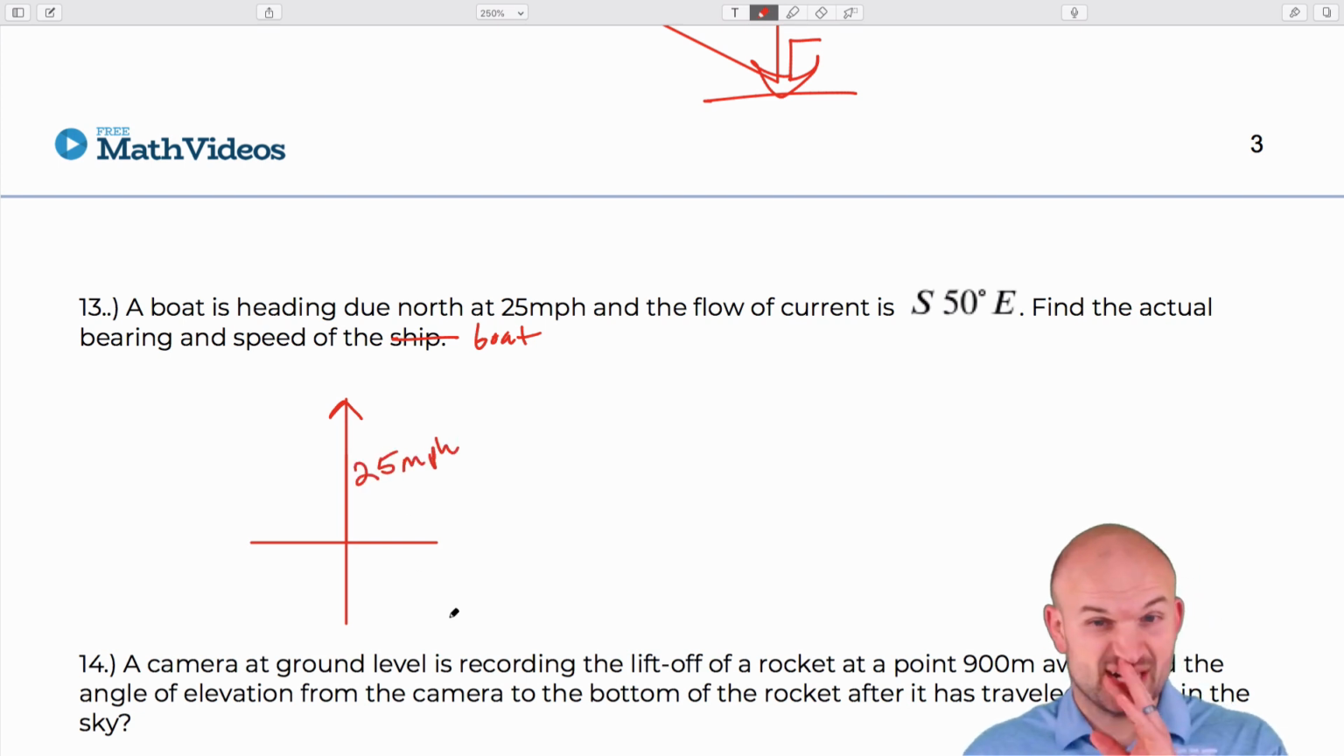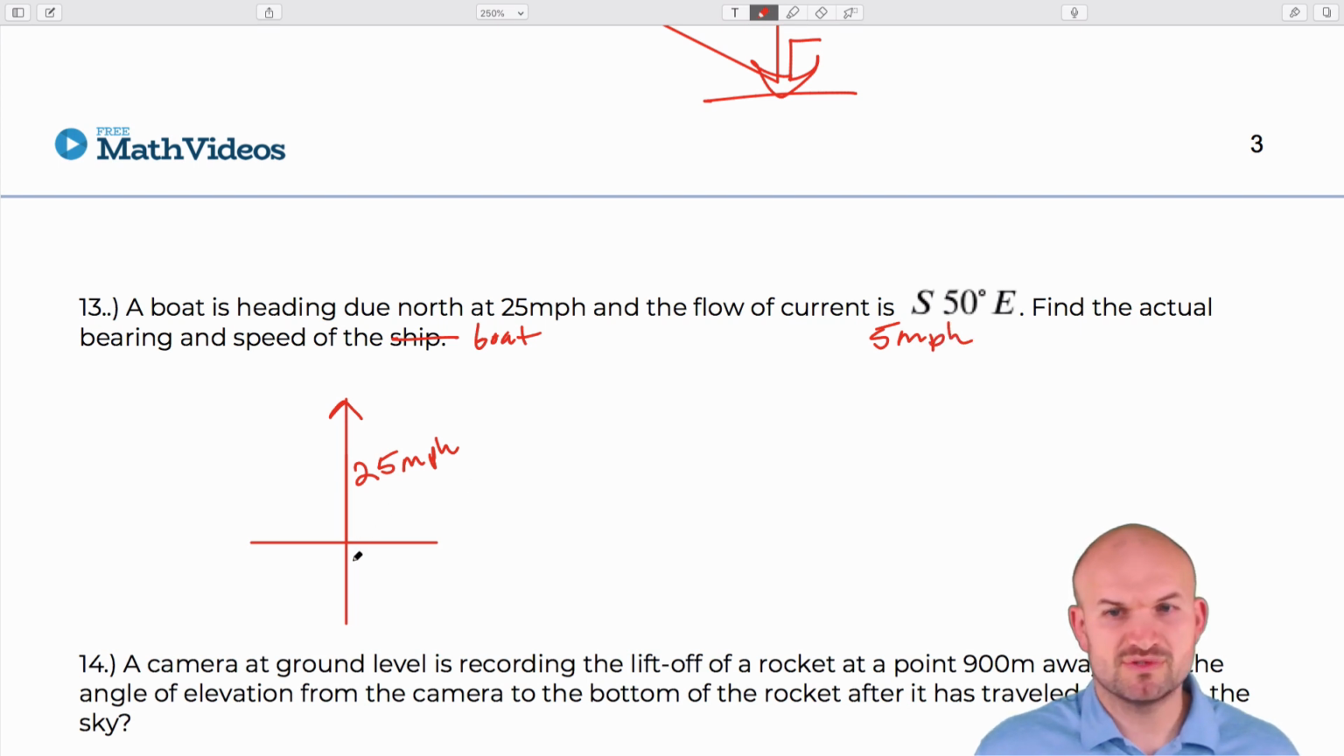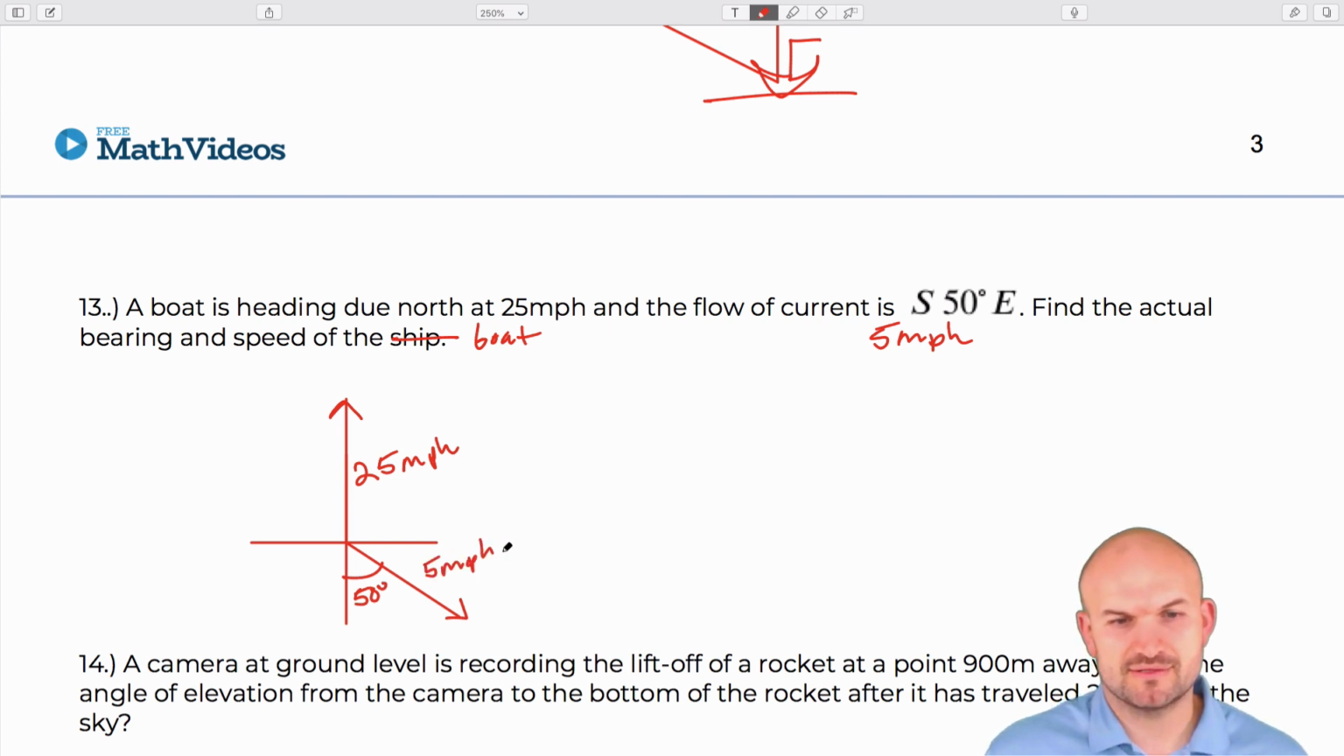Then we have a current that is flowing at south 50 degrees east. Find the actual bearing and speed of the ship, but we don't know what that is. I believe the current was 5 miles per hour. So we'll do south, and now that's going to be going 50 degrees east. So maybe I'll do something like that. That's going to be south 50 degrees, and that's going to be at 5 miles per hour.